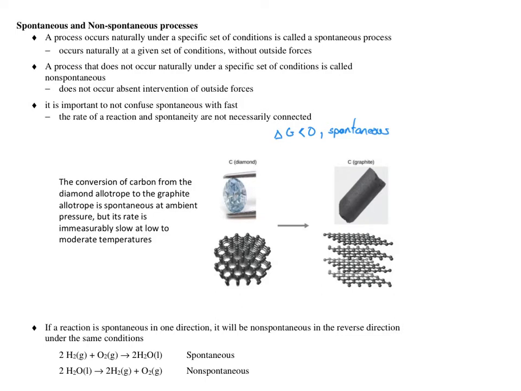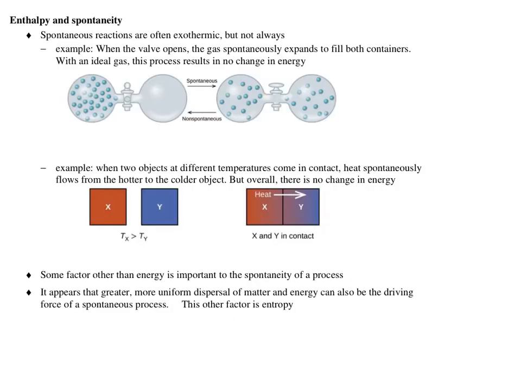Now, if we look at a spontaneous reaction, a reaction that's spontaneous in the forward reaction is going to be non-spontaneous in the reverse direction. In the next portion of the course, we're going to be considering spontaneity. First, we'll consider the role of enthalpy or heat energy in spontaneity.